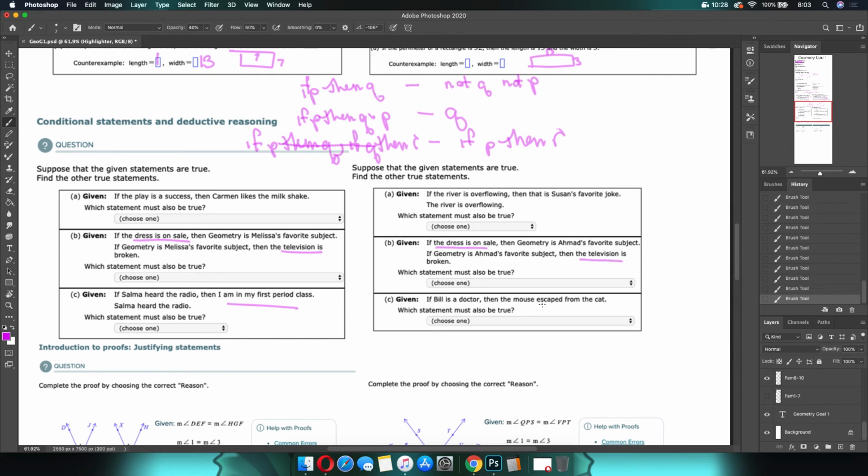If Bill is a doctor, then the mouse escaped the cat. So it's only the one sentence. That's the smallest one of the bunch, which means it's this one. So we're looking to flip and then not. So if the mouse has not escaped, then Bill is not the doctor. That's what you're going to be doing for truth statements.